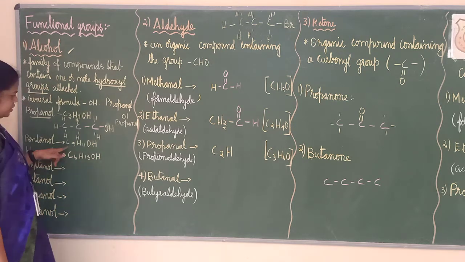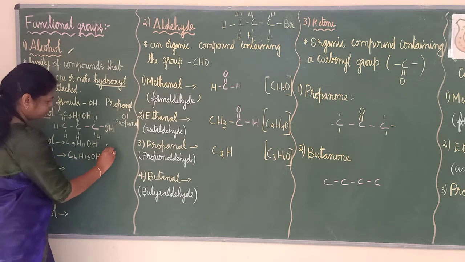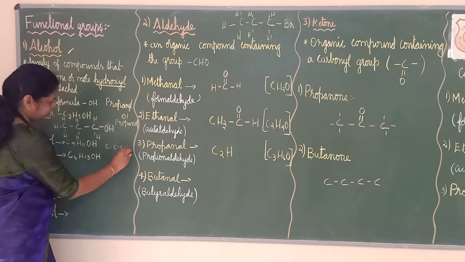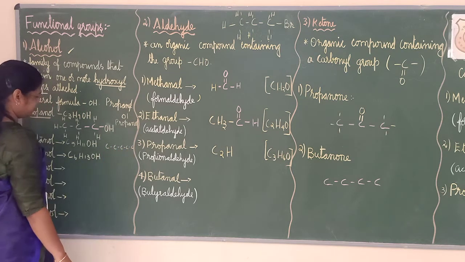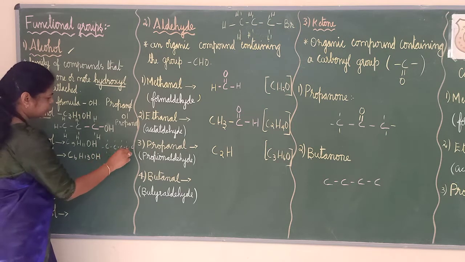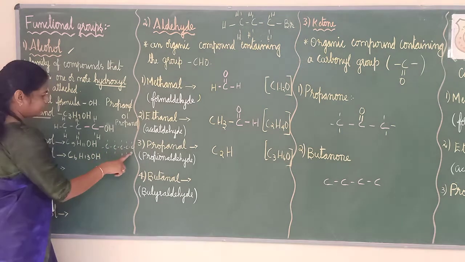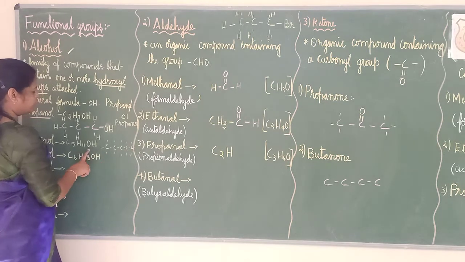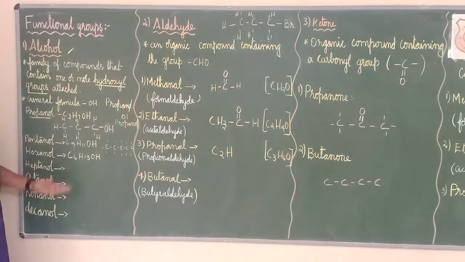See here, pentanol. C5. 5 carbons I should put. 1, 2, 3, 4, 5. And in all the other places, hydrogen should come. And here, what should I add? In the place of 1 hydrogen, 1 OH should come. So the same way you can follow.